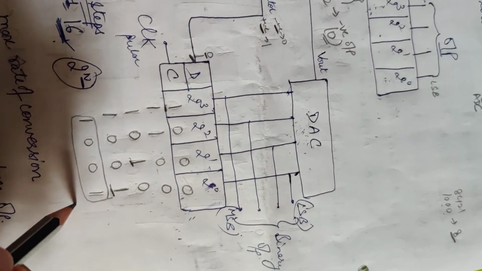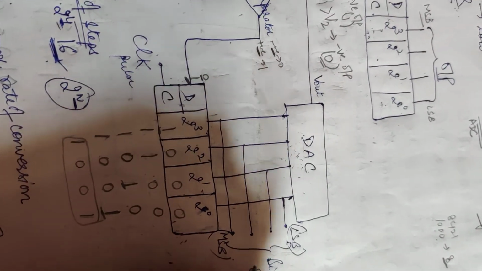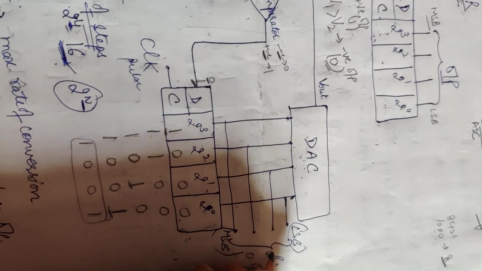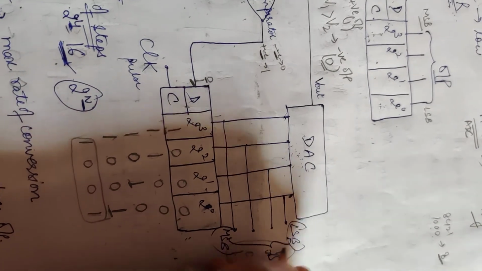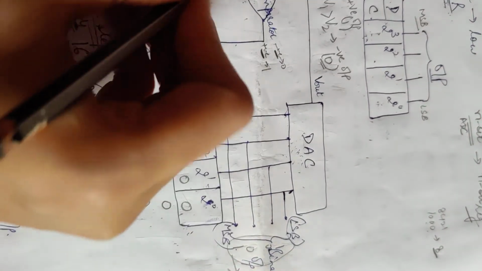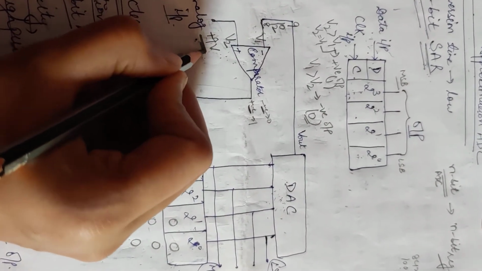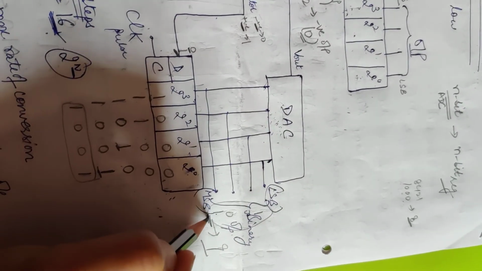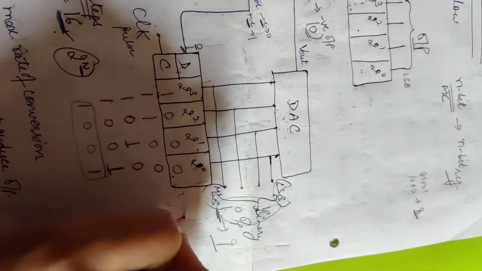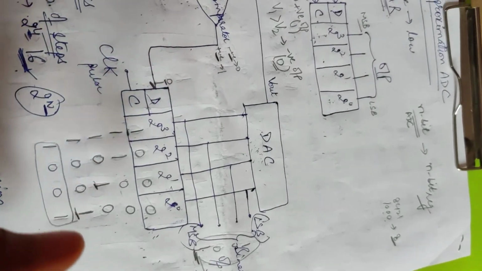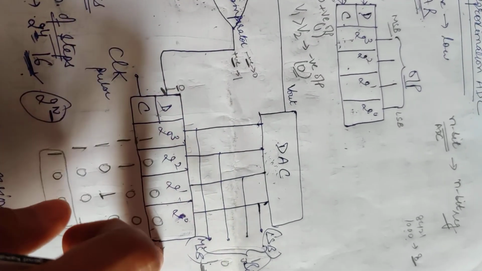So it will give 1 0 0 1 at this output. 1 0 0 1 is 9. So analog 9 input voltage is applied and we get digital 9 output. This is a successive approximation A to D converter.